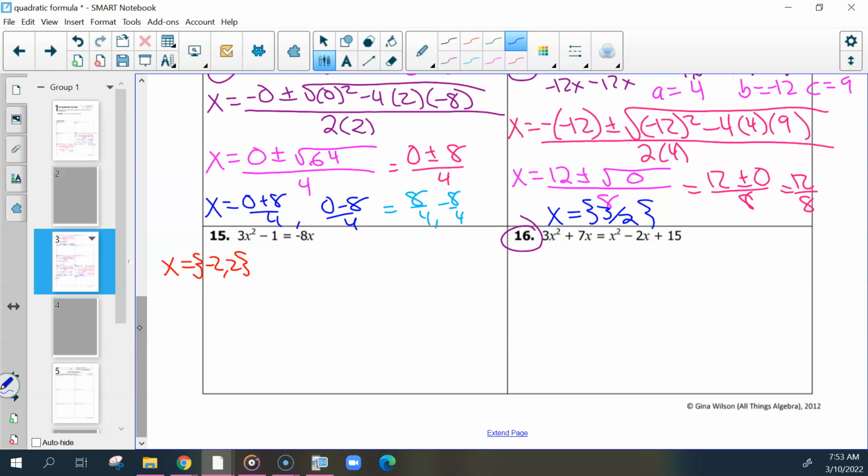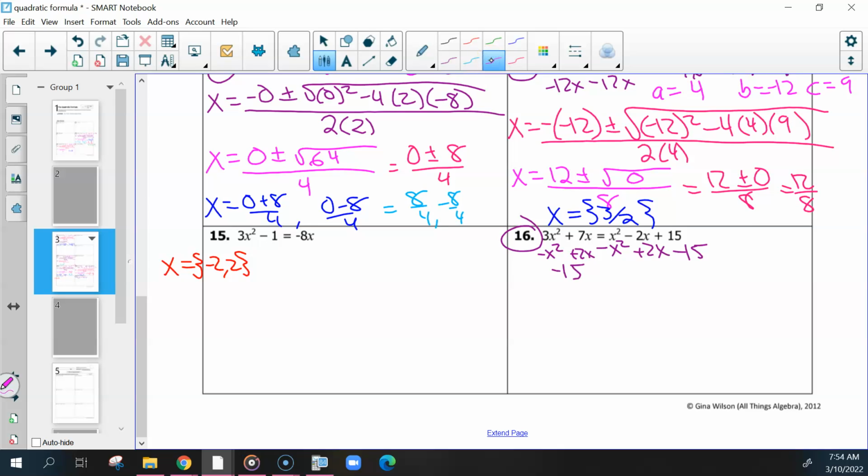For 16, we're going to start this one, and then I'll have you guys finish it. Because right now, we can't figure out what A, B, and C are because there's a bunch of stuff going on. You need to move everything to the same side, right? It doesn't matter which side you choose, but I would say try to make them positive because that would be the easiest. So I'm going to move x squared over here because this one's bigger. Since I started moving that over here, I'm just going to move everything over here. So I'm going to subtract x squared and add 2x and subtract 15.